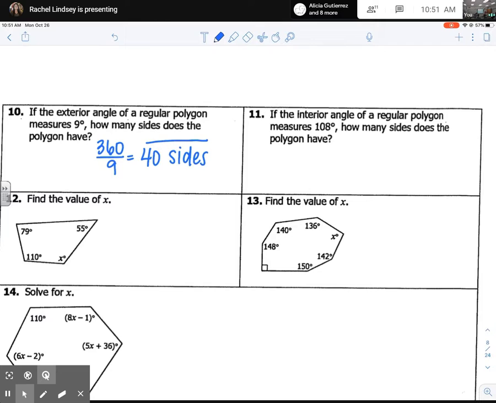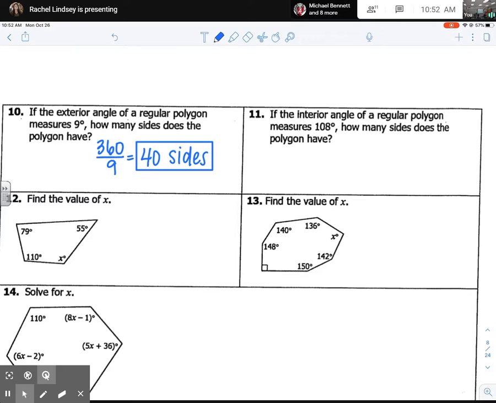How do you know when to divide and when to just put 360? If it just asks what the sum of exterior angles is, then it's 360. If it asks what each angle is, or how many sides there are, you'll divide it.